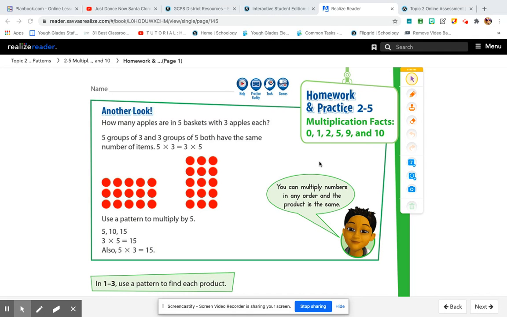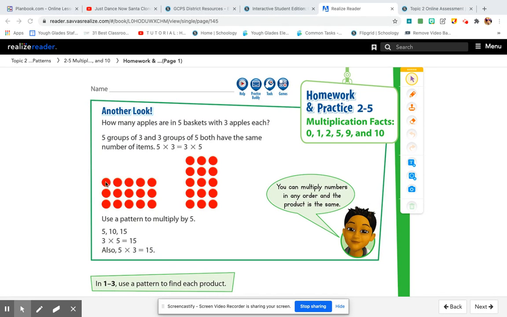5 groups of 3 and 3 groups of 5 both have the same number of items. We know that because that's commutative property. We know all about commutative property when we were working with arrays. We know that when we learn one fact, we are actually learning 2. I call it the 2-for-1 deal. So 5 times 3 is equal to 3 times 5 because they equal the same amount.